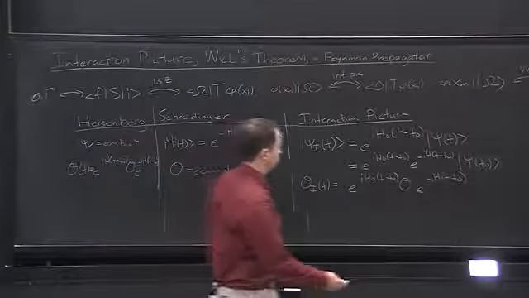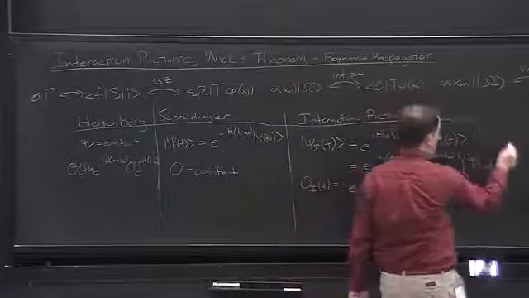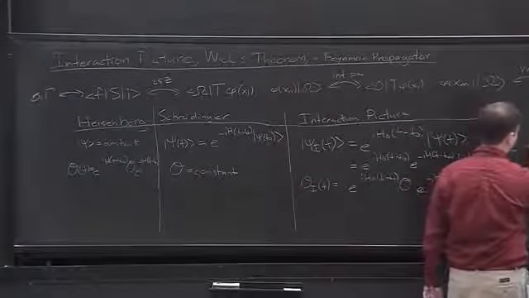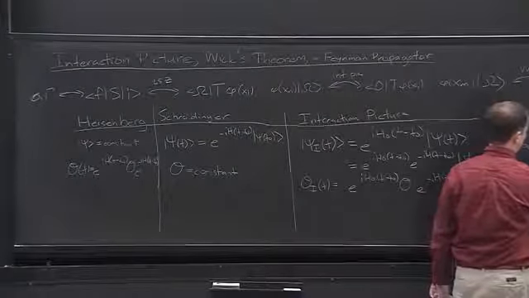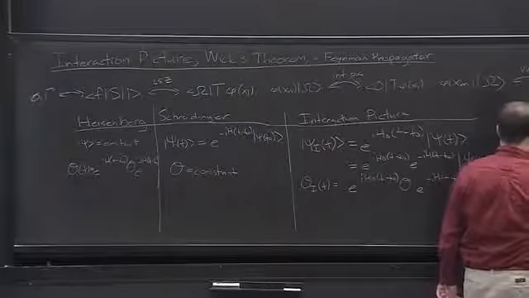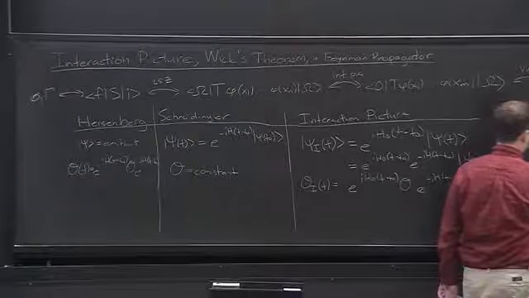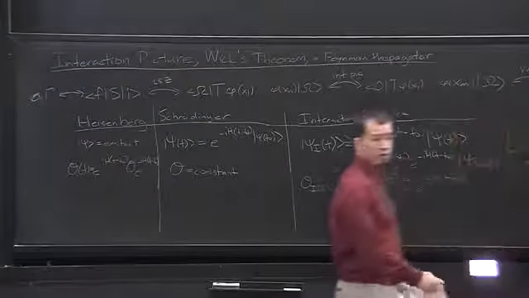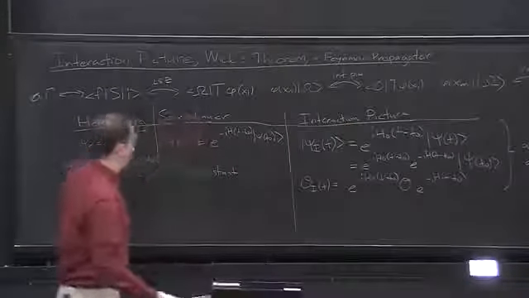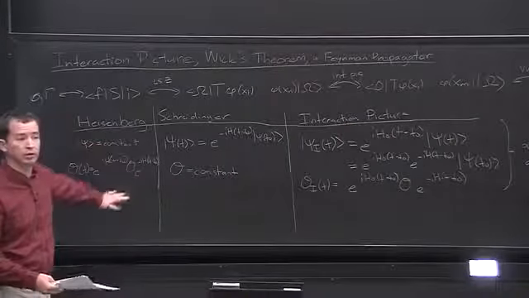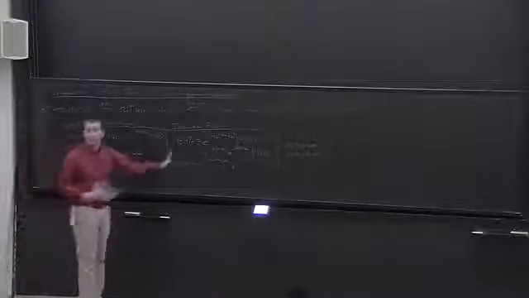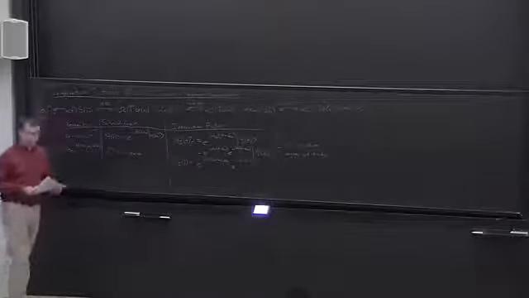And the other key point to keep in mind here is that all three pictures agree at t equals t naught. So at t equals t naught, the states and the operators take exactly the same form in all three pictures. And we'll use that agreement between the pictures in a few places today.